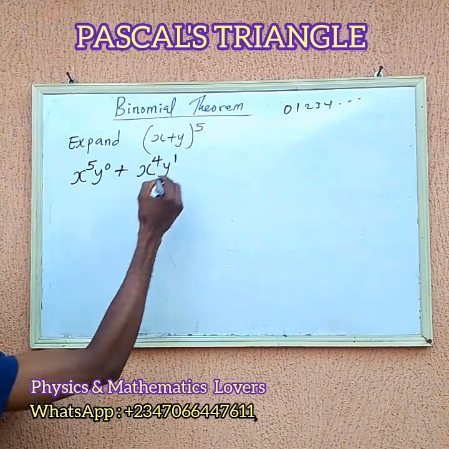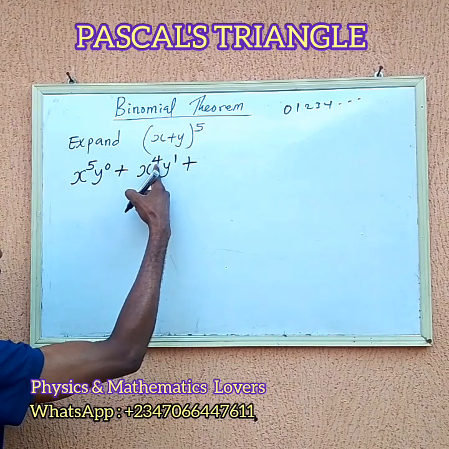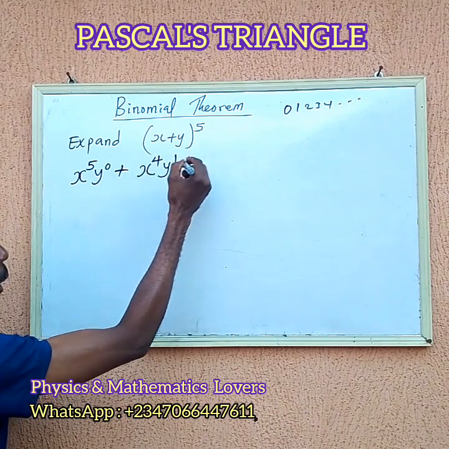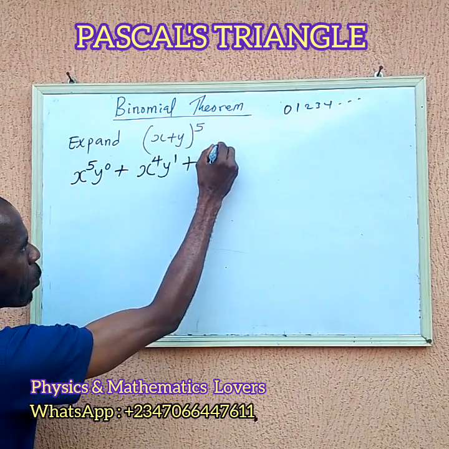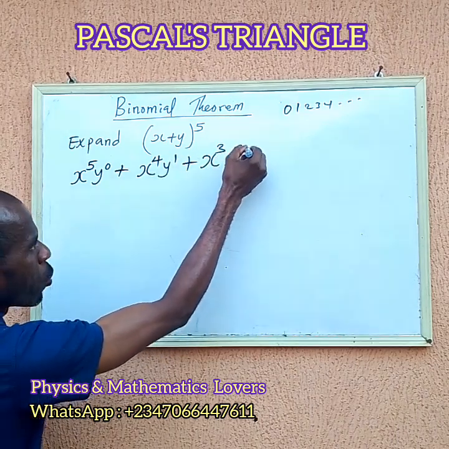Good. Now the third term is going to give us what? x will be decreased by 1 again. This particular one will be decreased by 1, which is now what? x raised to power 3. Then y will increase by 1. We have what? y raised to power 2.